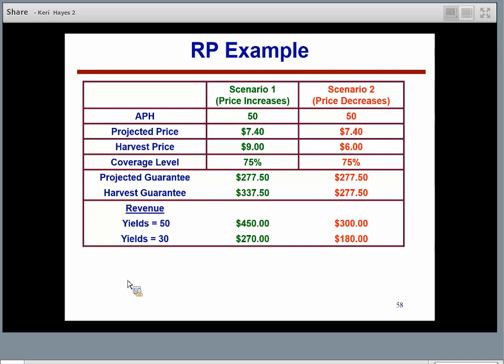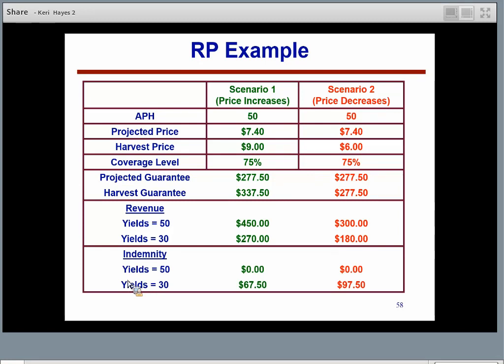In the scenario where the prices decrease, yields are at 50, we're at 300, and yields are at 30, we're at 180. So we can see what our indemnity is. We collect an indemnity in both instances, basically when yields fall. You'll notice that in scenario 2, not only is the price falling, but also the yields are falling, right? So the indemnity is going to be much larger than in scenario 1.